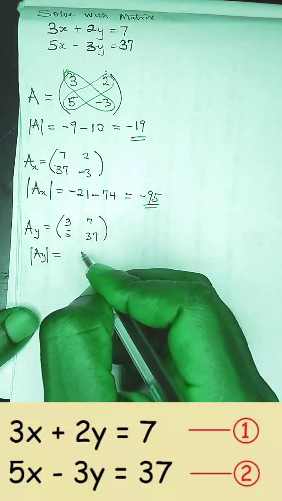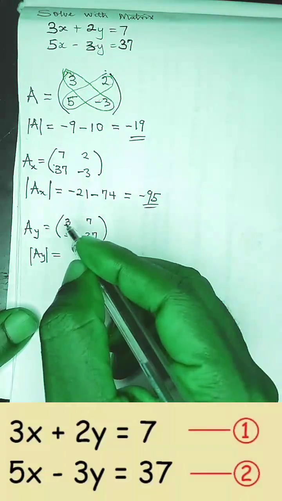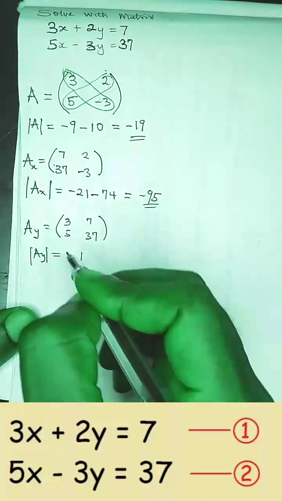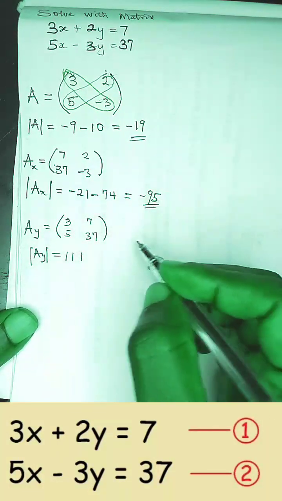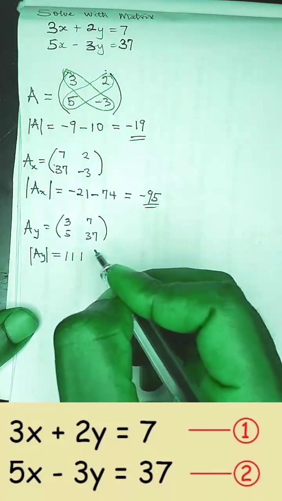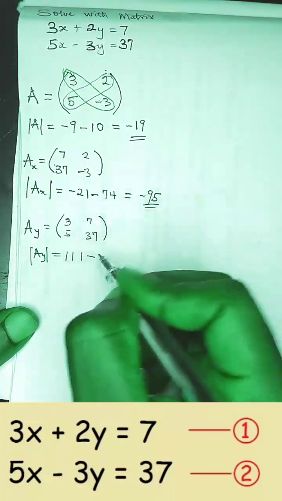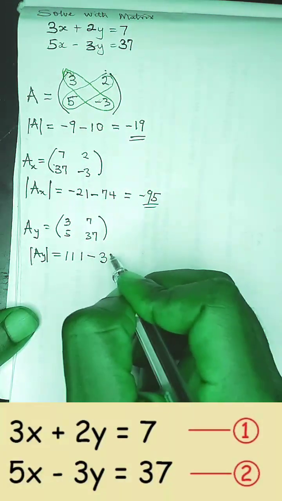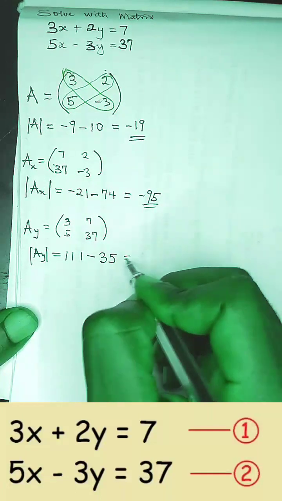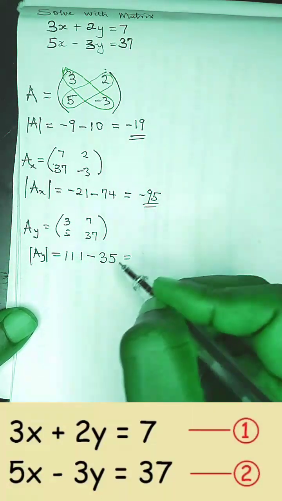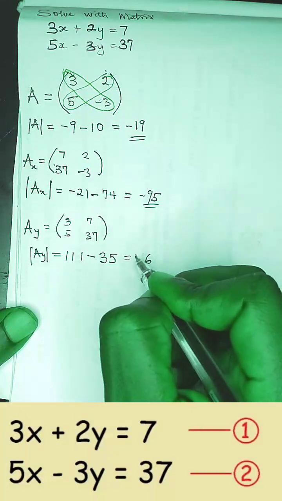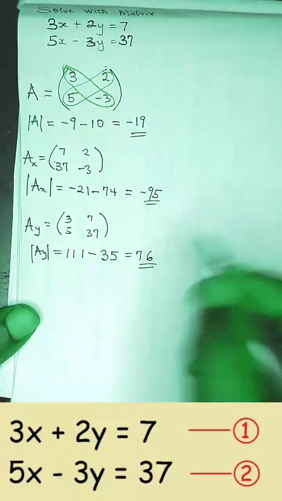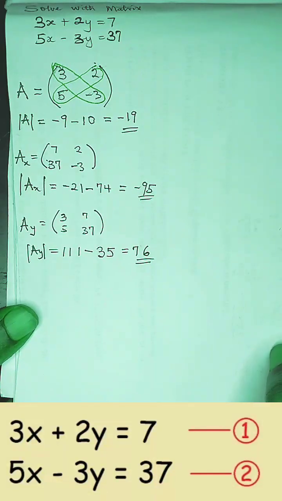So 3 times 37. So 3 times 7 will give us 21. 3 times 3 is 9, plus 2, I think that is 11. So that's 111, minus 5 times 7 is 35. Okay, so when we subtract this, we are going to have 11 minus 5, which is 6, and that will give me 76. So my A subscript Y is 76.